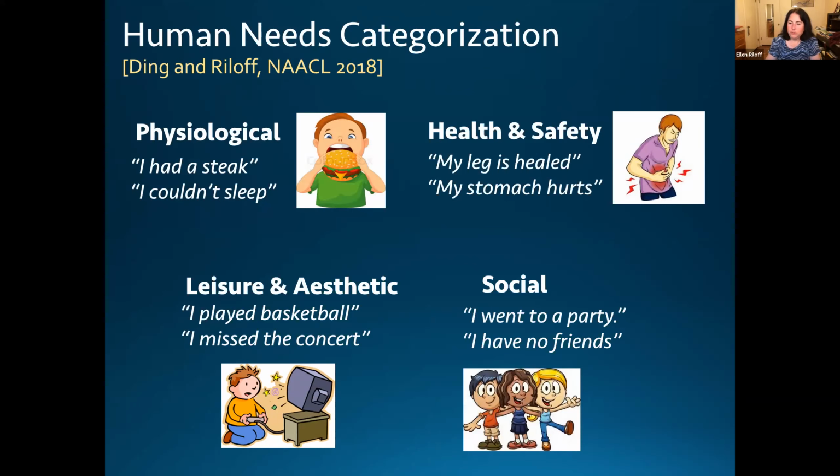Humans are social creatures. We have a very strong need for social interaction, which is why we visit with people, we go to parties. If you look at Twitter, it's pretty sad. There's an awful lot of negative events with people saying, I have no friends, and various statements like that. So all of those go into the social bucket.